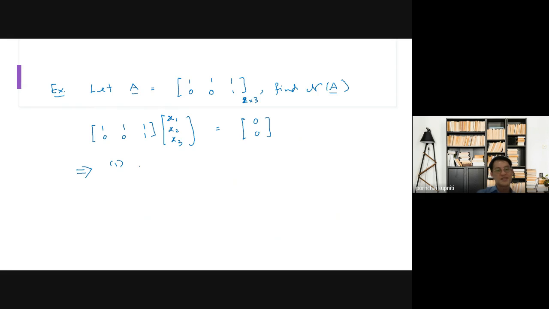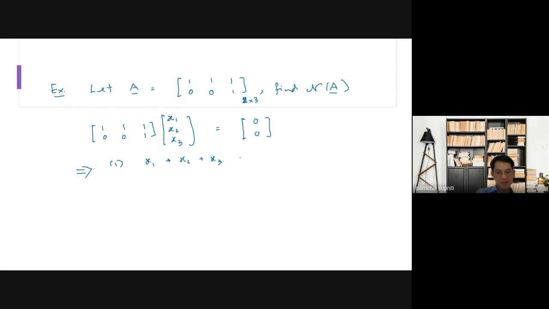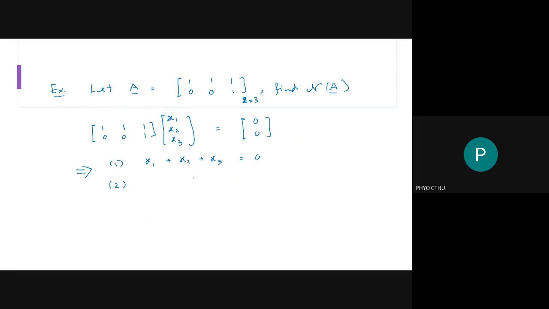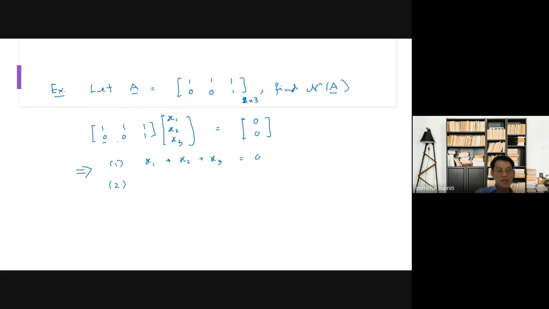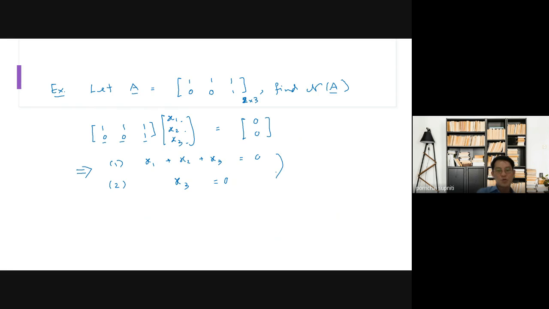Panatson, can you tell me the first equation from this? x1 plus x2 plus x3 equal to 0. Okay, yes. And Pio, can you tell me the second equation? Yes, x3 equal to 0. You multiply each element with the column. So you get x3 equal to 0.